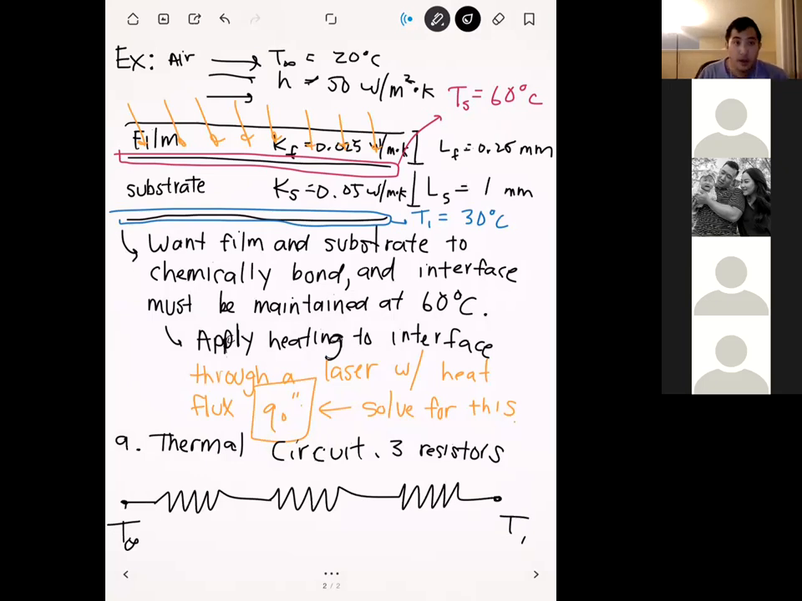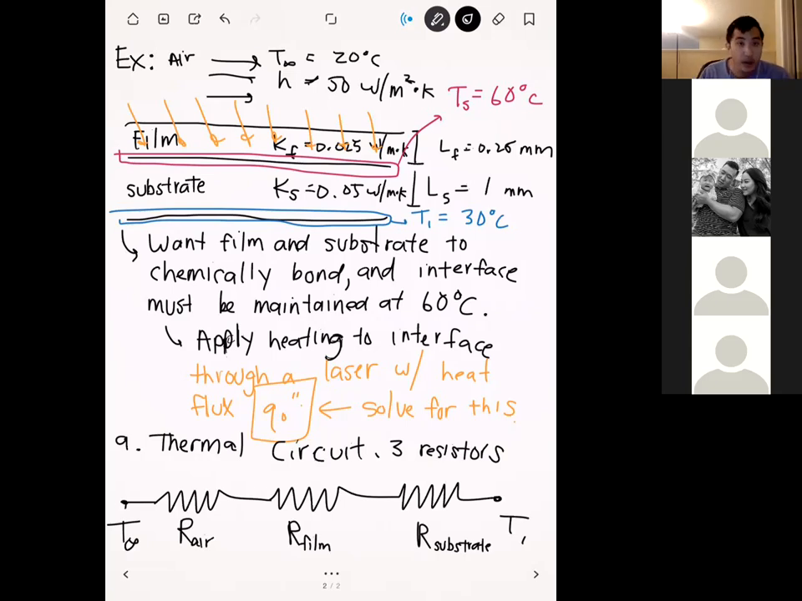And then from here, what we need to do is list out the resistances of everything that's in between these. The first resistance that we have is the convection resistance of the air. Then after we pass through the air, we pass through the film. And then after we pass through the film, we're going to have our substrate. And then we'll write expressions for these on the next page.